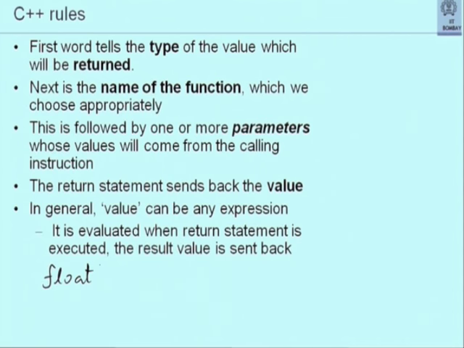This is the first word. The next word is the name of the function. What is the name that we chose? Quad. This is followed by one or more parameters. And the parameters in our case have been float A, and so on.